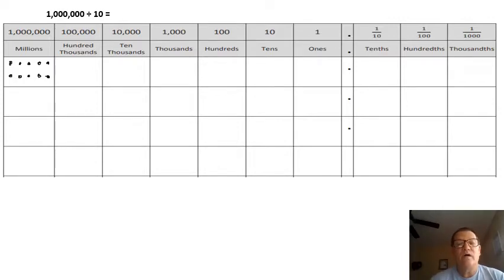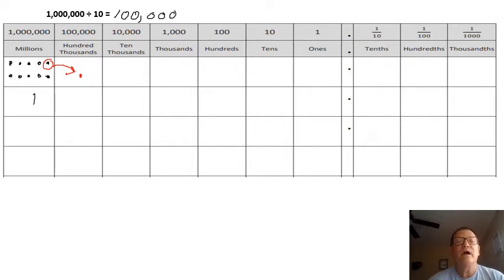Now, if I was to divide this into 10 pieces like I did, 1 million divided by 10 is going to represent just one of those. So 1 million divided by 10 is going to equal 100,000. Okay, because if you notice, we took that million, I divided it into 10, and one of those would be 100,000. Now let's see what that actually looks like.